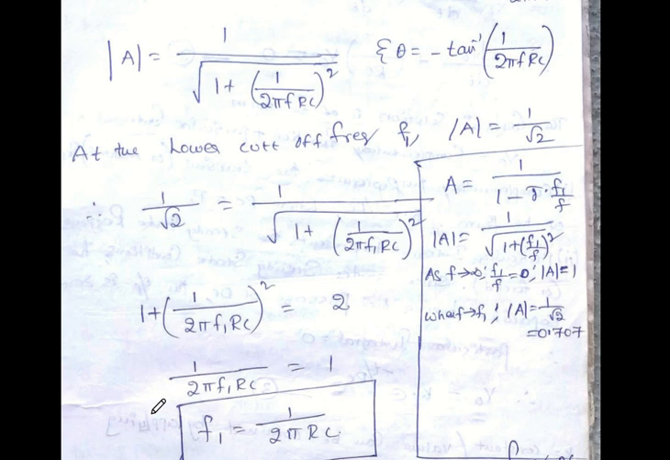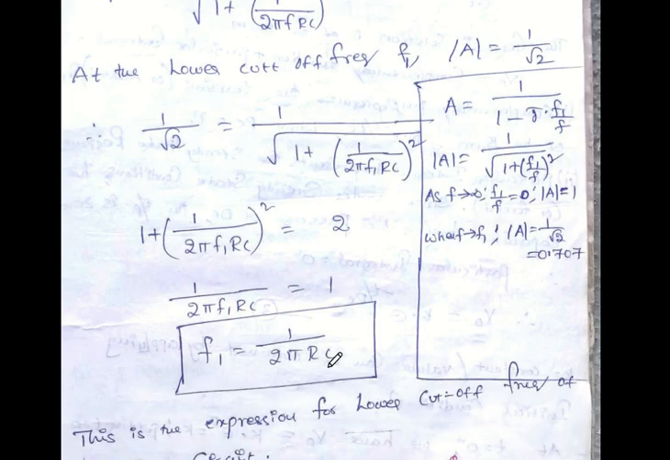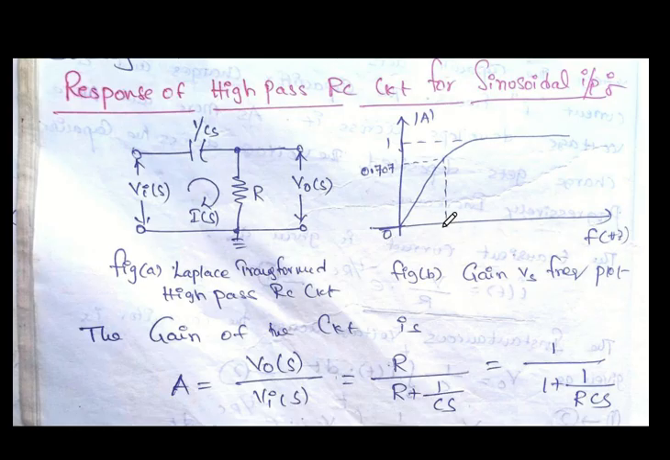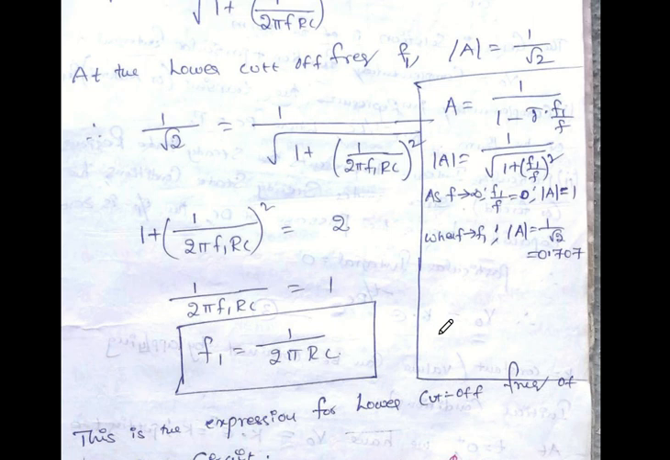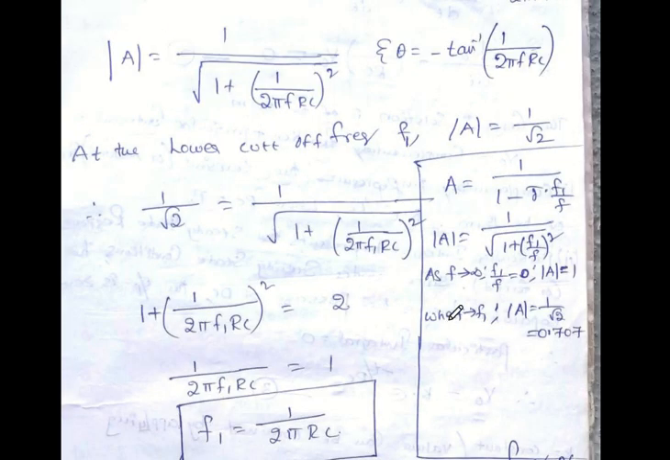Take the numerator as cancelled. Therefore 2 minus 1, moving this 1 to the right side, gives 1. So (1/(2 pi f1 RC))^2 is equal to 1. Therefore, f1 is equal to 1/(2 pi RC). So this is the expression for the lower 3 dB frequency of the high pass RC circuit. We already showed this f1 in the graph. So f1 is equal to 1/(2 pi RC).